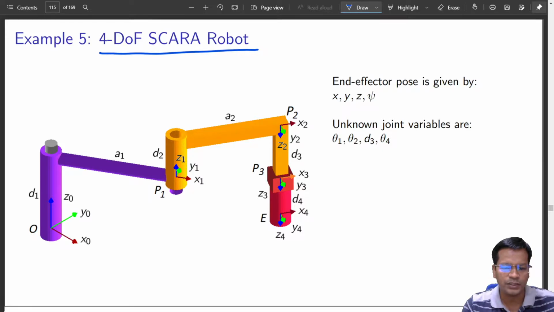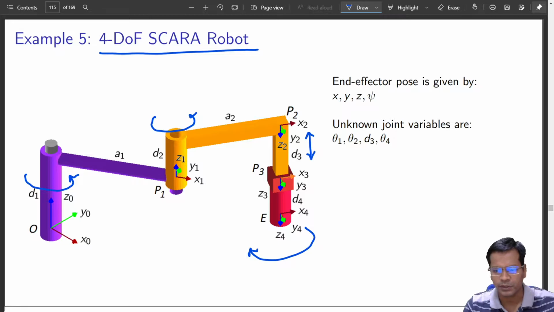SCARA robot, you know, it is a combination of a first joint that is a revolute joint, the next joint is also a revolute joint, the third one is a prismatic one which can go up and down, and the final one is a revolute joint, but it is facing downwards. That is the reason I have drawn all the positive angles and displacement. So this can go like this. So these are the 4 degrees of freedom that make SCARA.